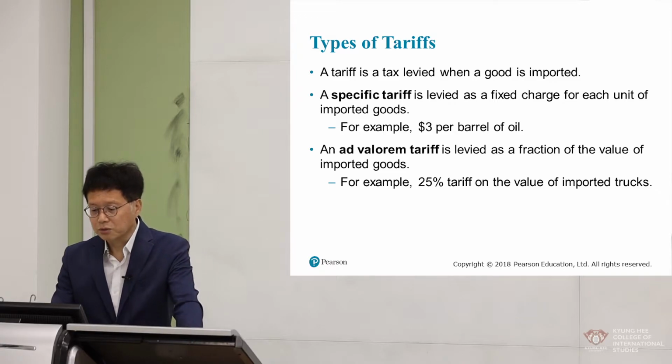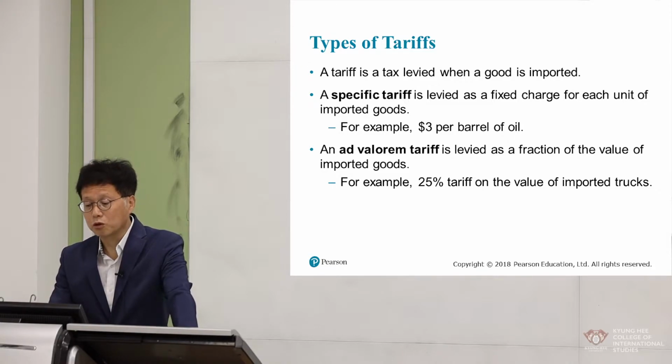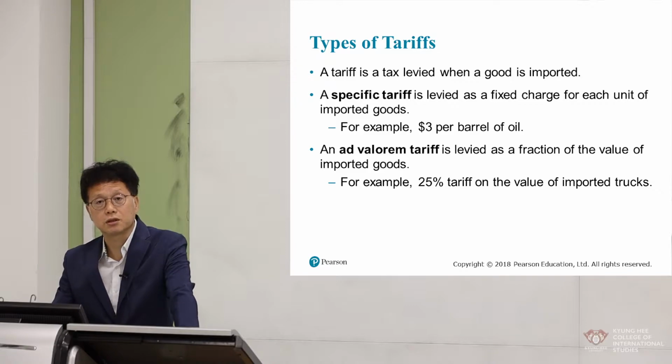Slide number 4, types of tariff. A tariff is a tax imposed when a good is imported, right? That is the definition of tariff. There are 2 types of tariff. Number 1, a specific tariff. This is imposed as a fixed charge for each unit of imported goods. For example, $3 per barrel of oil, $10 per 1 kilogram of beef, for example, like this. That is a specific tariff.